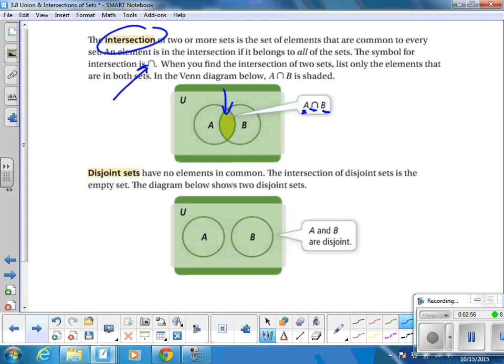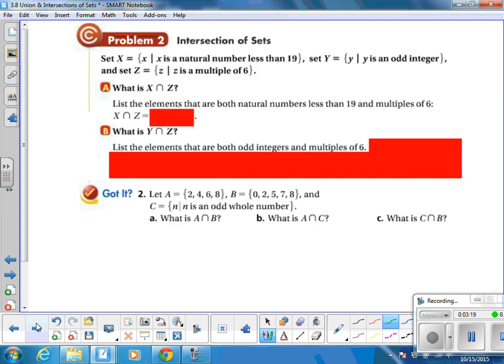There's also something that can happen called a disjoint set, where there are no elements in common. In that case, there will be no intersection. And that can happen too. If no intersection happens, we would indicate that with a null set or an empty set. So you can have a union, you can have an intersection, and you can have a disjoint set. Those are kind of the three types of things that are playing out here.